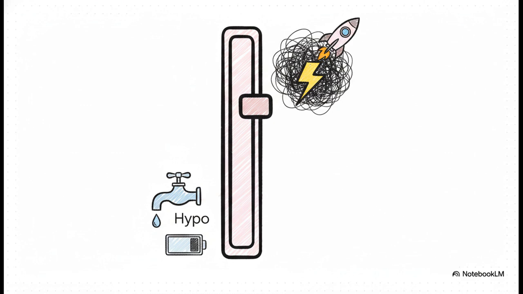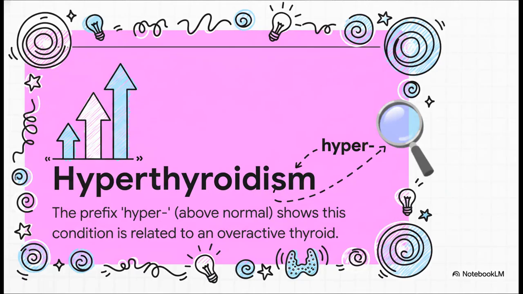Seriously, if you remember anything, remember these 2. They pop up constantly. And here's a perfect example of how this works in the real world. Let's take the word hyperthyroidism. Now, maybe you have no idea what a thyroid does, and that's okay, but you can spot that prefix, right? Hyper. You know that means above normal or overactive. And boom, just like that, you figured out the basic problem, an overactive thyroid. See, you're already cracking the code.